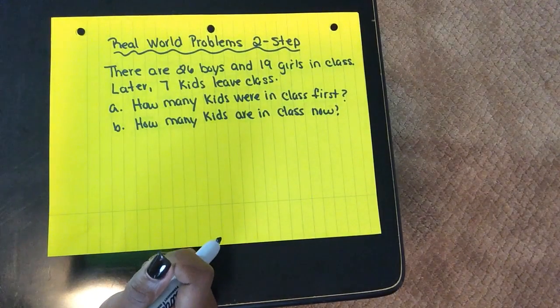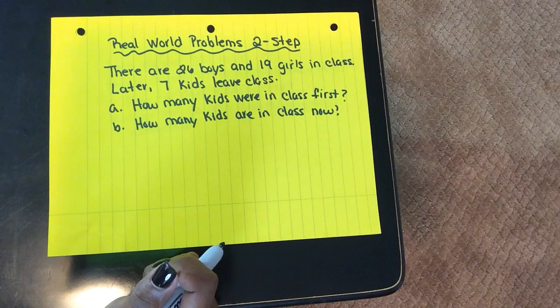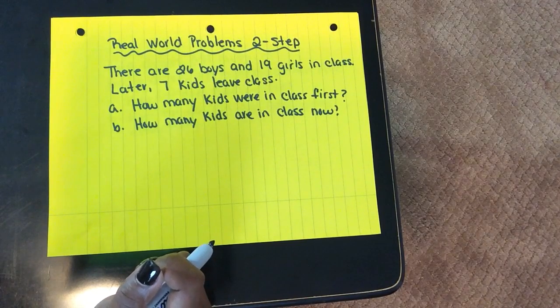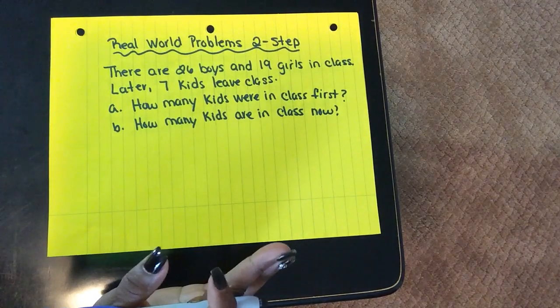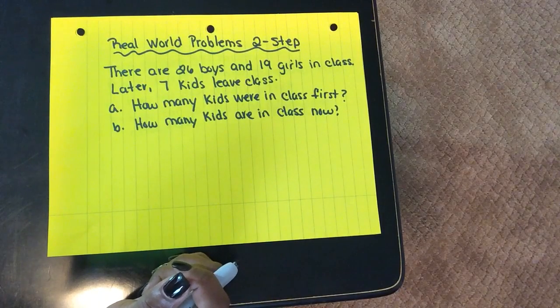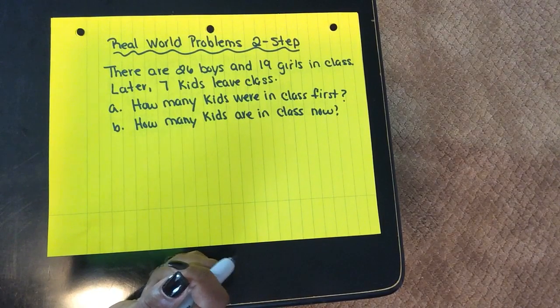I'm back with lesson 4 for chapter 4, bar modeling. This one is called real world problems, and they are two-step problems and they can get kind of intense. So I have two here that I'm going to walk through.